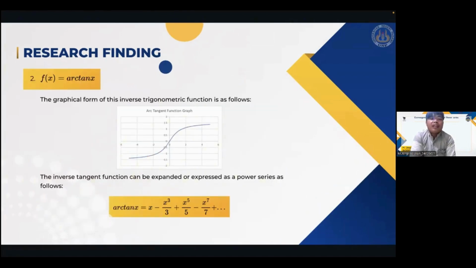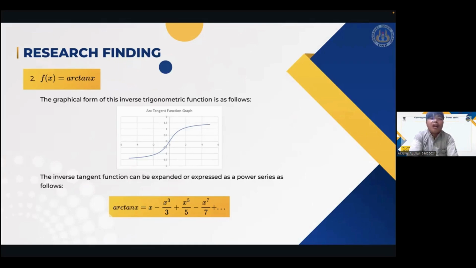is the arctangent function. Here we can see the original graph of the arctangent function. The arctangent function can be expressed as terms of a power series, as shown in the slide. We can see that the resulting series is an alternating series, and we know that an alternating series following the harmonic series form can be said to be a conditionally convergent power series.